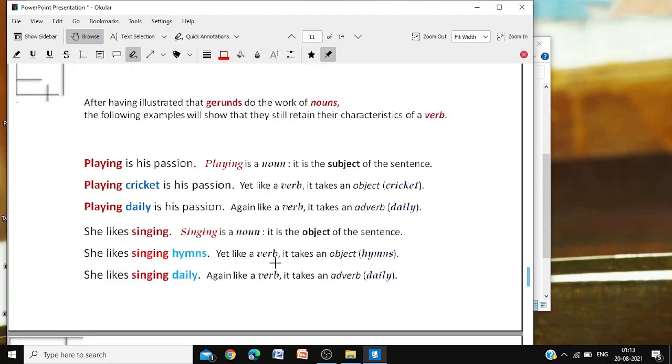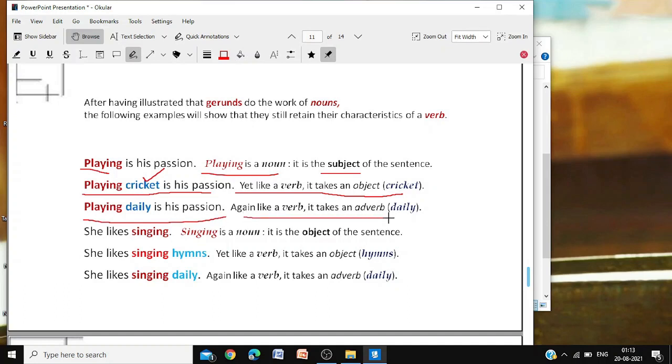After having illustrated that gerunds do the work of nouns, the following examples will show that they still retain their characteristic of the verb. Playing is his passion. So playing is a noun because it is the subject of the sentence. Playing cricket is his passion. Yet like a verb, it takes an object. Playing what? Playing cricket.